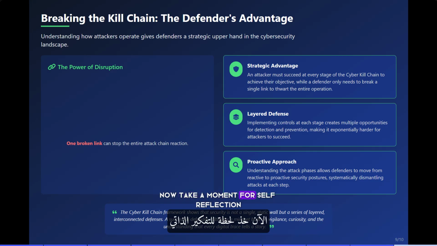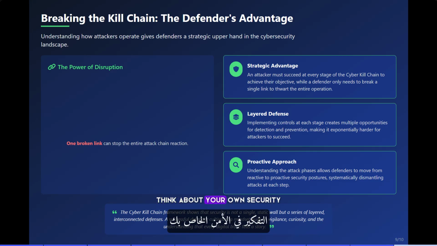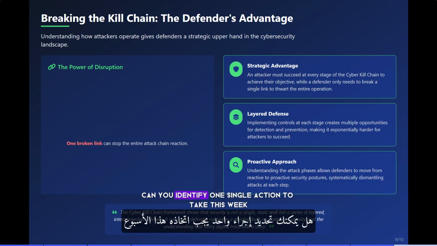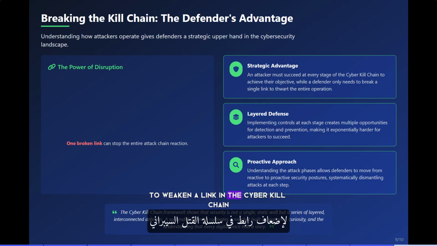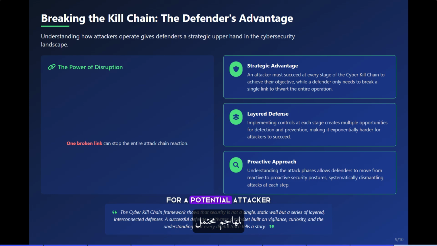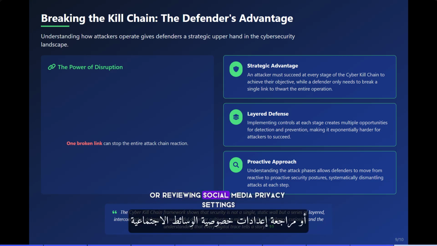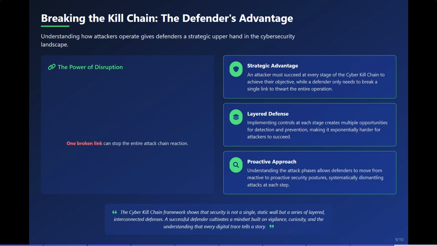Now take a moment for self-reflection. Think about your own security, personal or professional. Can you identify one single action to take this week to weaken a link in the cyber kill chain for a potential attacker? Perhaps it's updating a browser, changing a default password, or reviewing social media privacy settings.